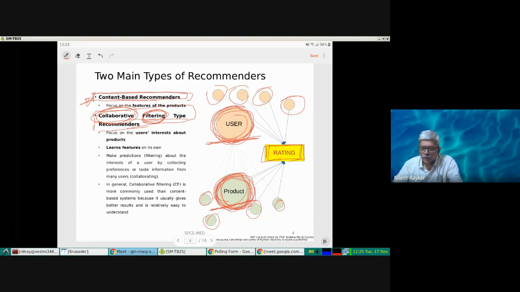The collaborative type recommender systems focus on the user profile, whereas the content-based recommenders focus on the profile of the products or the features of the products.